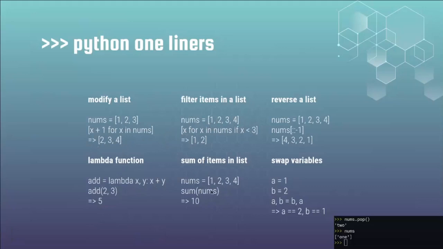Here, this one speaks for itself. You can add all the items in a list together. You can reverse a list using this fairly weird notation. Swapping variables, if you've got a equals 1, b equals 2, you can say a comma b equals b comma a, and then their values are switched.